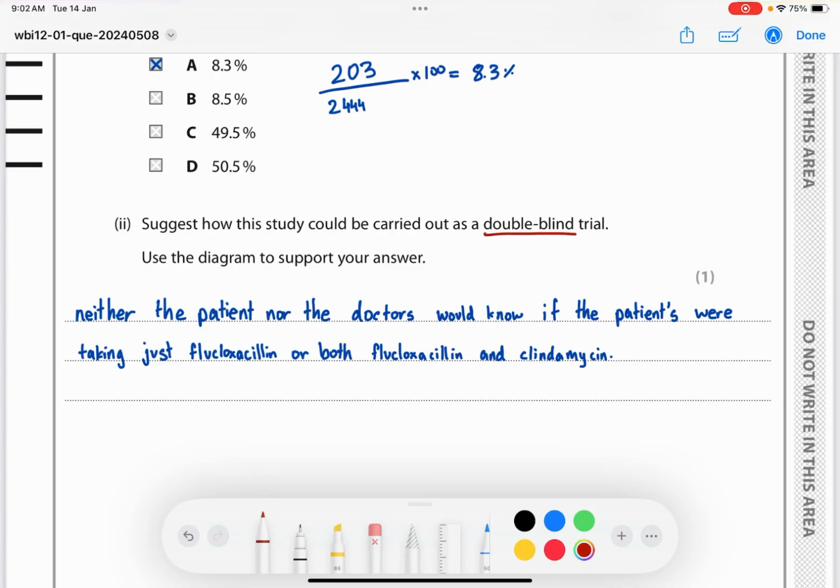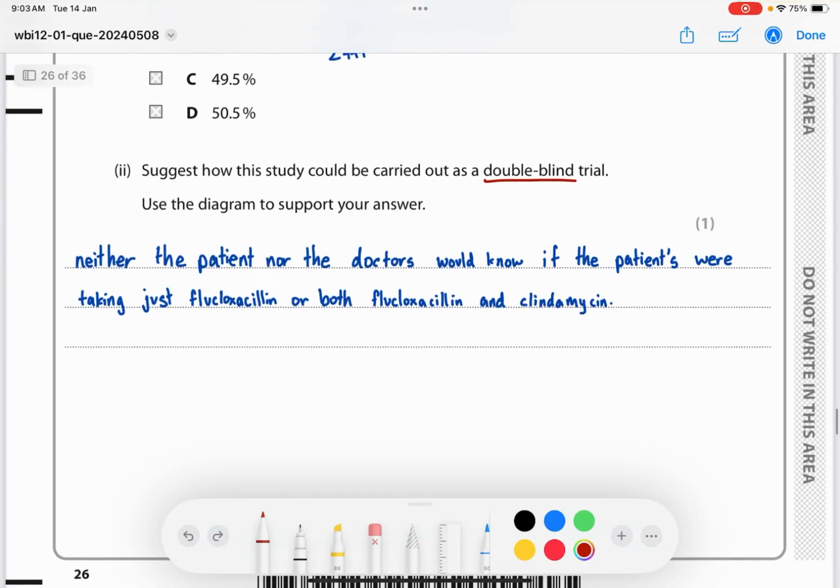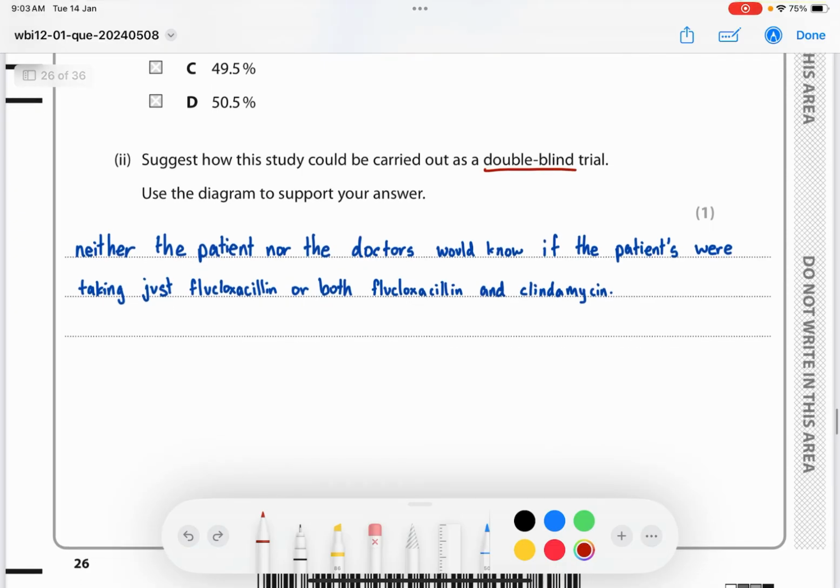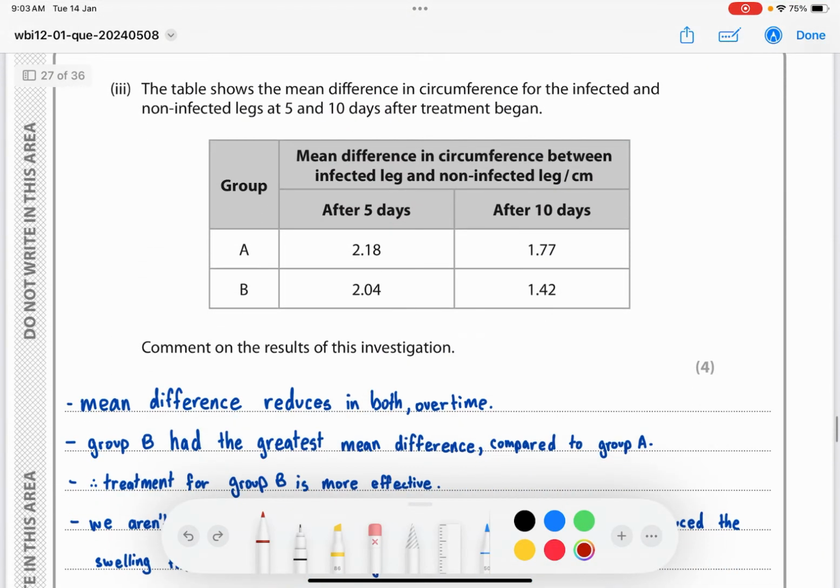Basically, that is what a double-blind trial is. The doctors do not know. The patients don't know either. Over here, they said to not mention placebo or anything like that. So if you ever get a question, just to be on the safe side, just mention that neither the patient nor the doctors know which medicine or which pills the patients are taking.